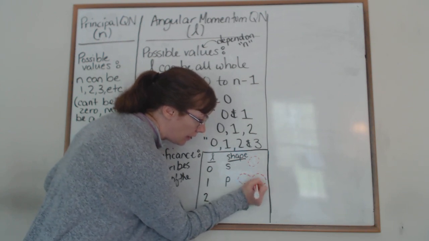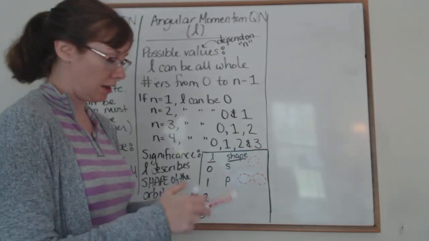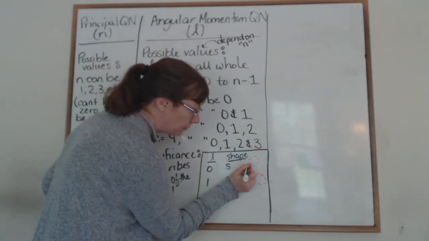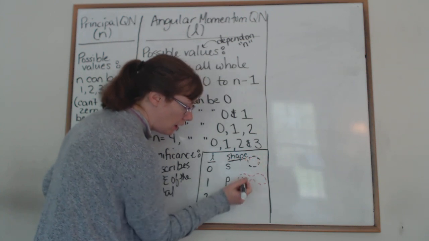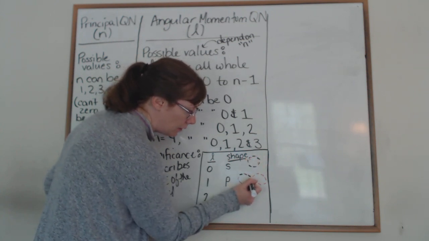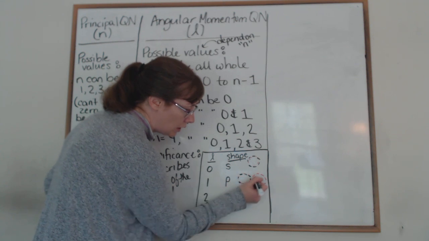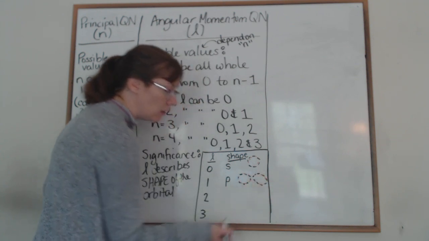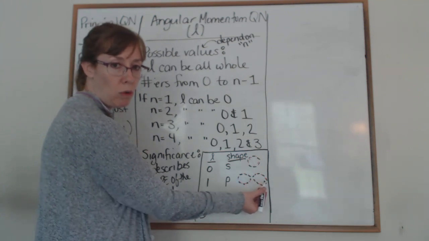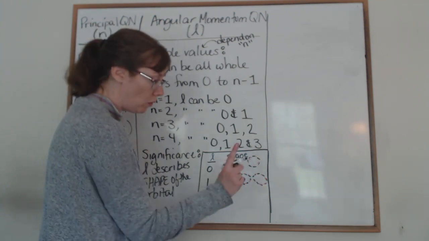Now, I feel like that red is not showing up, so let me go ahead and do it in black. This is the s, spherical. P orbitals are shaped like a bow tie. Now, this is a single orbital that I've drawn here. It's just one orbital. It looks like two, but it's one orbital.